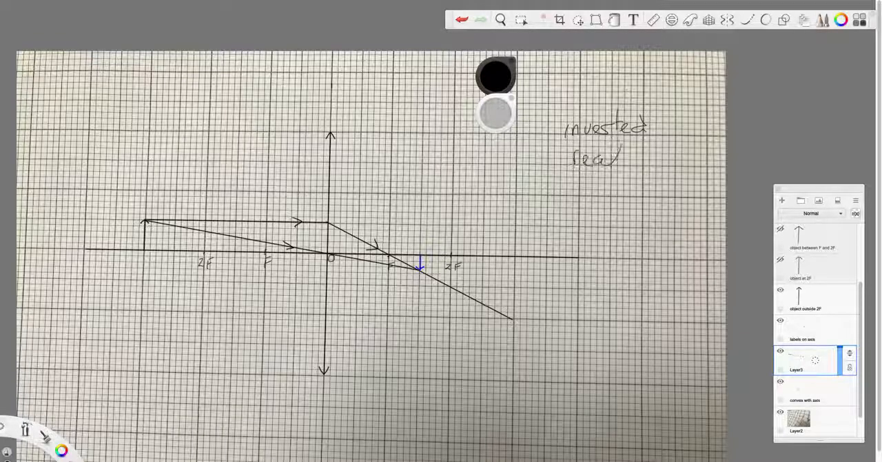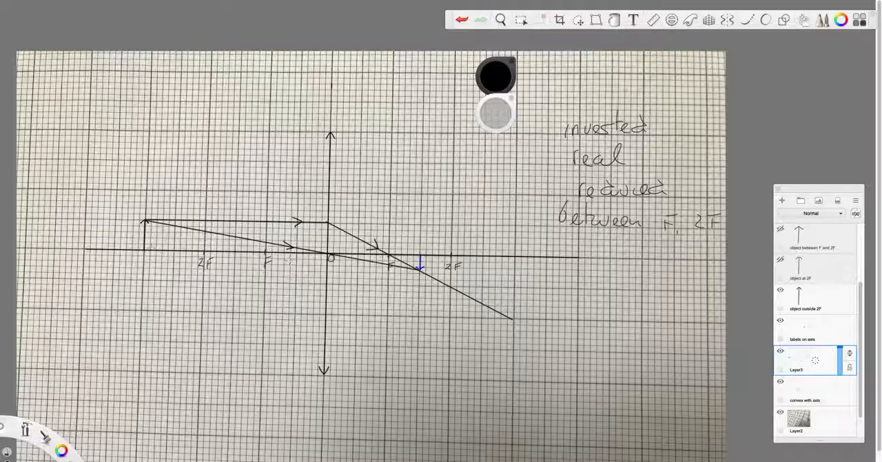It's real because rays of light have actually met to form it. It is reduced, or smaller than the object, and it is between f and 2f. That's where it is. So there's one of our ray diagrams. You need to be able to draw this.